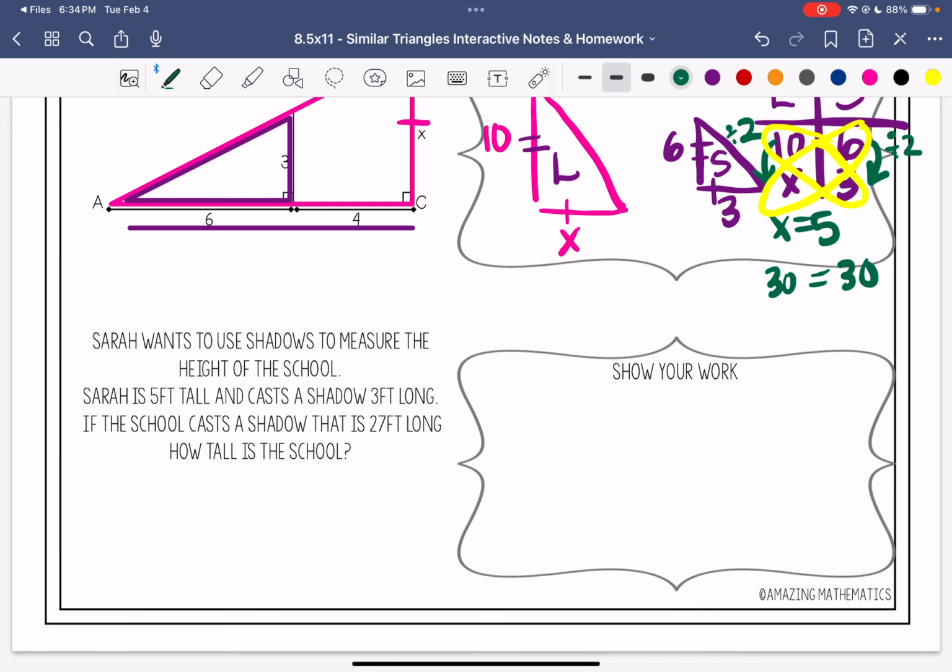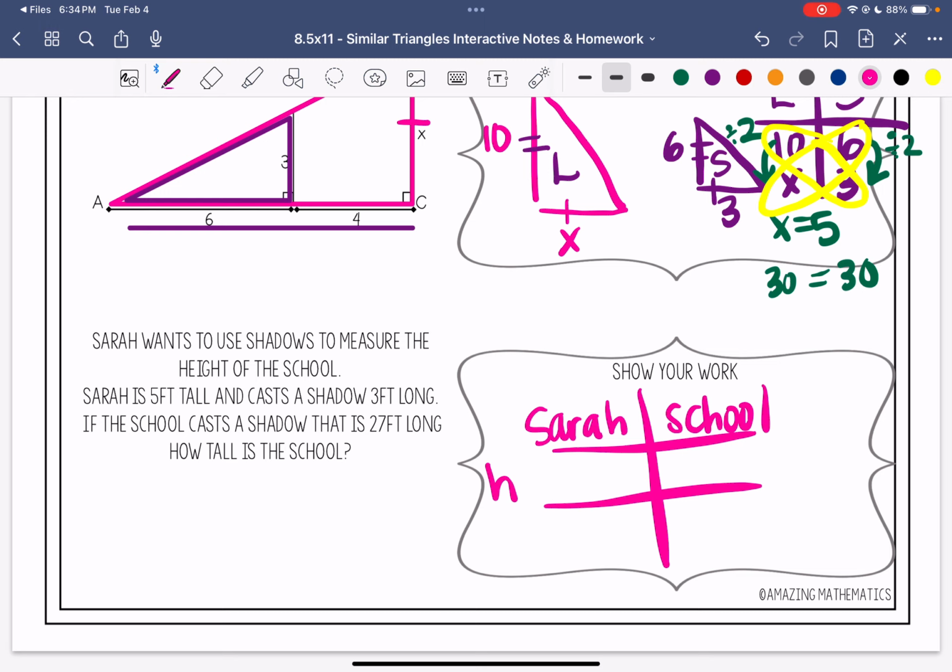Now, it says Sarah used the shadow to measure the height of the school. Sarah is 5 feet tall, cast a shadow 3 feet long. If the school cast a shadow that's 27 feet long, how tall is the school? All right, so I'm still going to set up a proportion. Instead, I'm going to use Sarah and then the school. Now we're talking height and shadow. So what's the height of Sarah? She's 5 feet, and she cast a shadow that's 3.